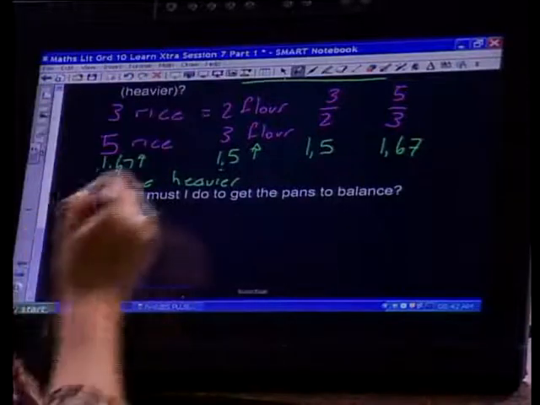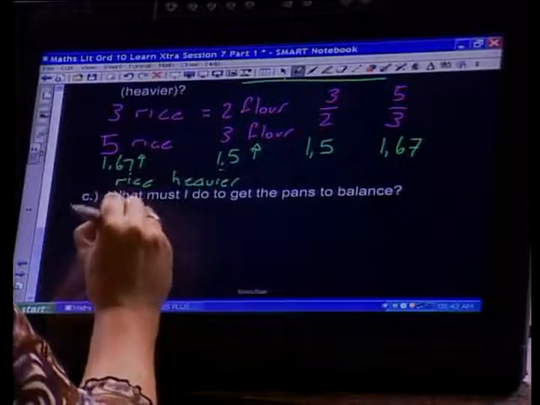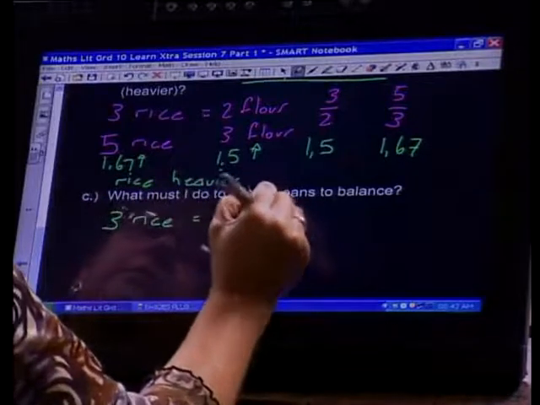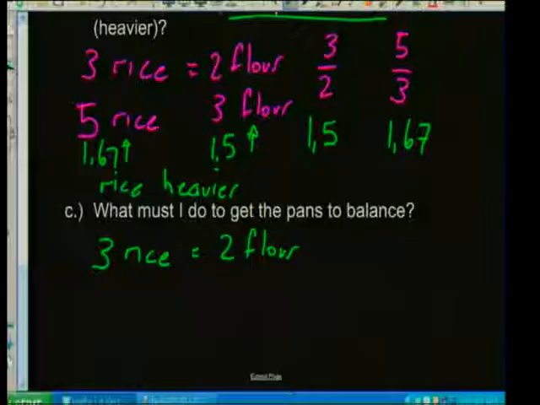Well, we started off with a balance of 3 rice to 2 flour. So that was our balance. But now what must I do to get them to balance when I've got more bags of rice and more bags of flour? What I have to do is increase it in the same ratio. So we need to basically increase in the same ratio.